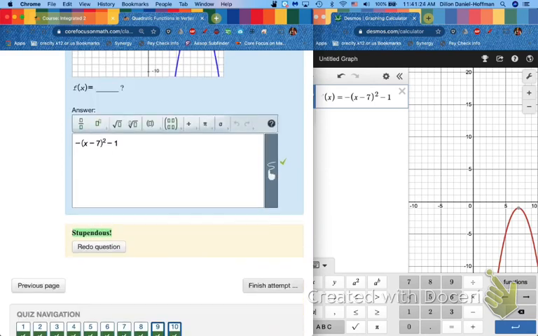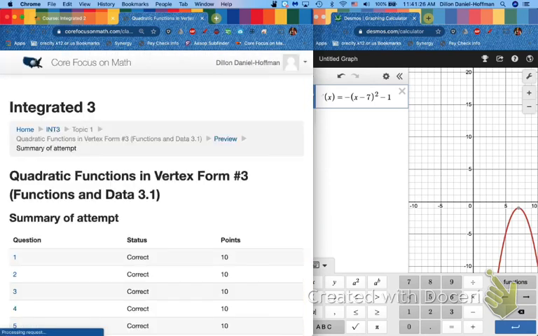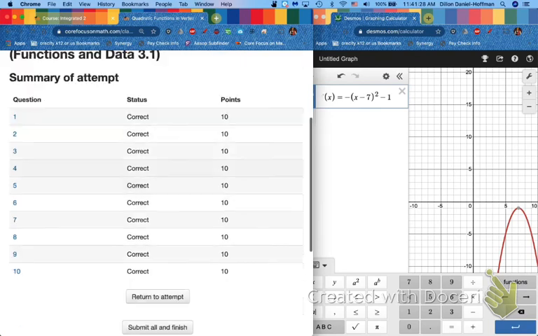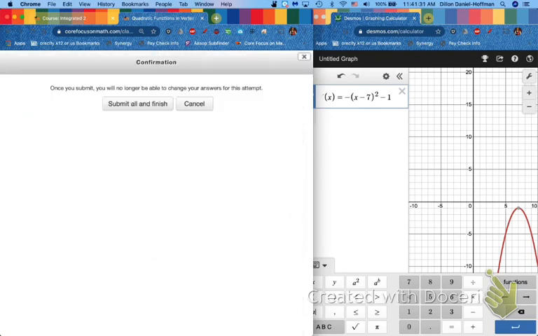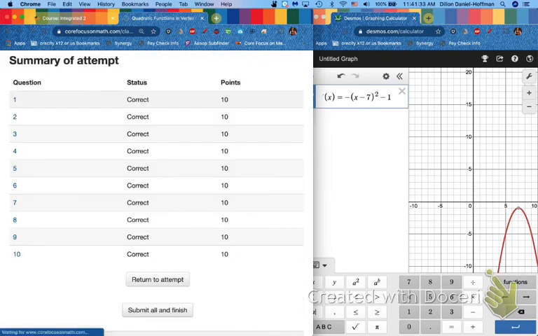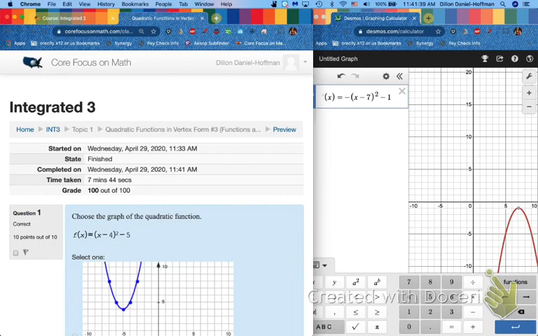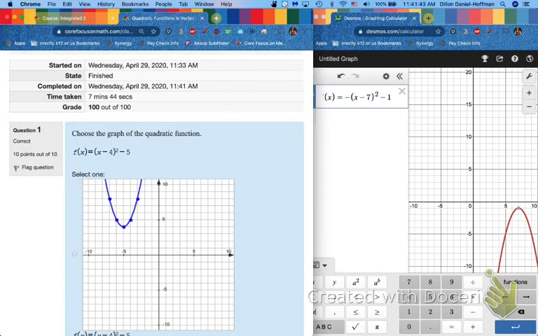What a loopy lesson. All right, there it is. We've done so many problems. I'm becoming delirious. Submit all and finish. We're done with them. It's not going to take us 26 days for this one. It's just going to take us 7 minutes and 44 seconds because I remembered to restart it like you guys right before you do this assignment.